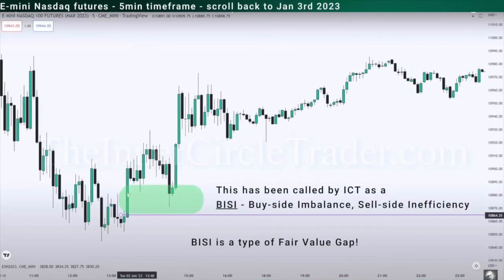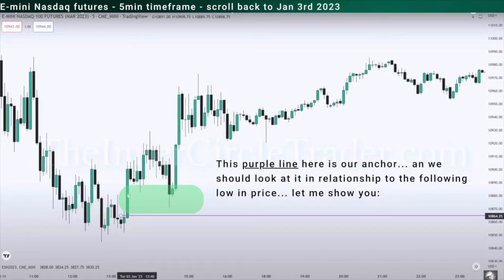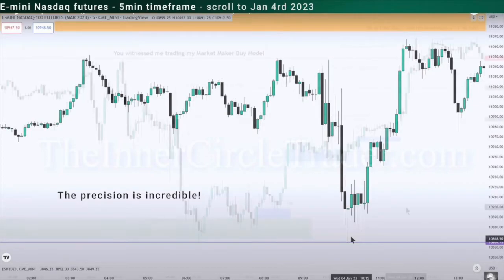ICT highlights for us here this fair value gap, and he calls this fair value gap a BISI, buy-side imbalance, sell-side inefficiency. BISI, guys, is a type of fair value gap. This purple line here is our anchor, and we should look at it in relationship to the following low in price. So let me show you. If we actually go forward to January 4th, we see that the price has touched very precisely that purple line.